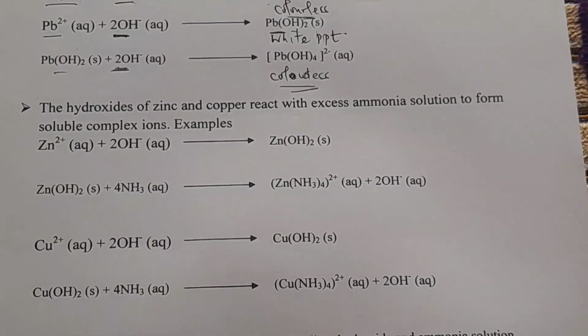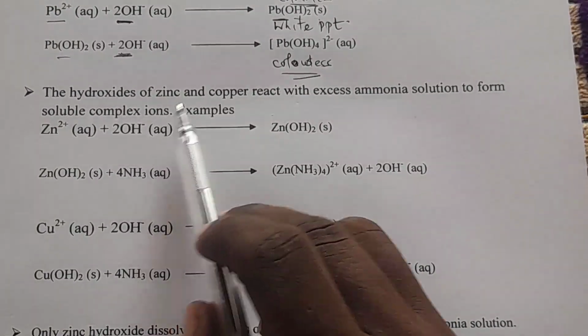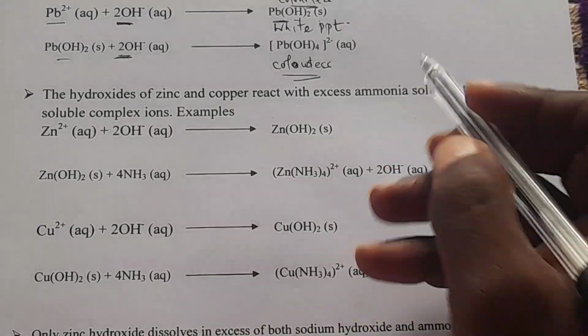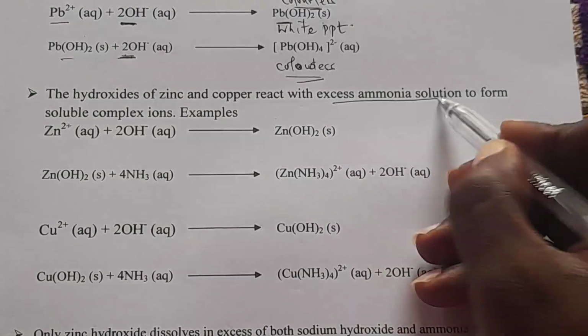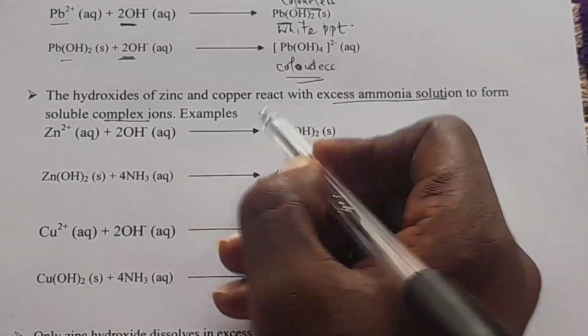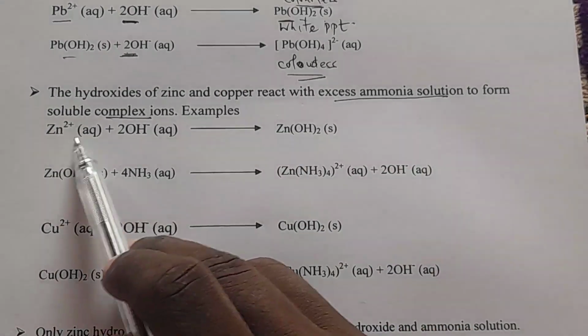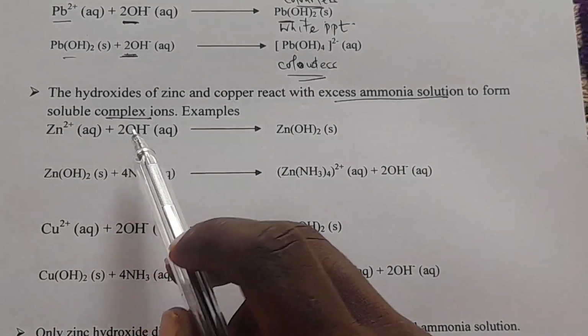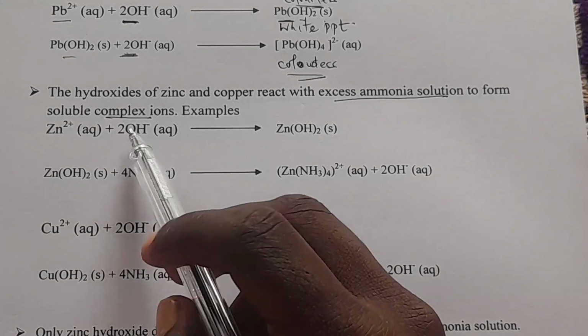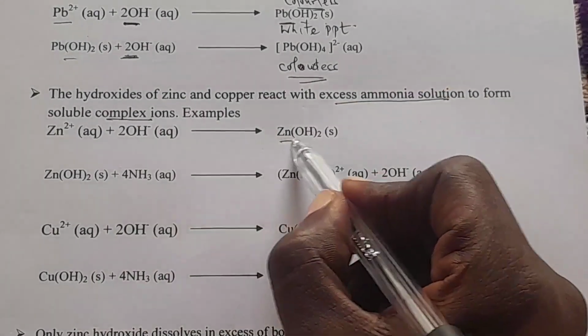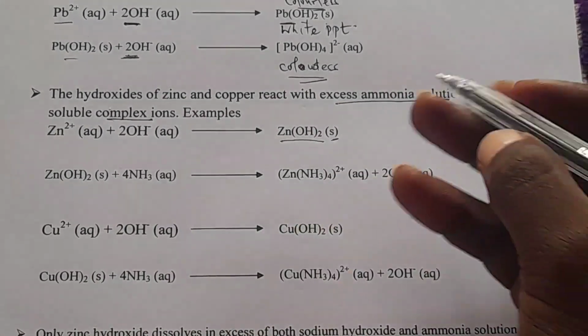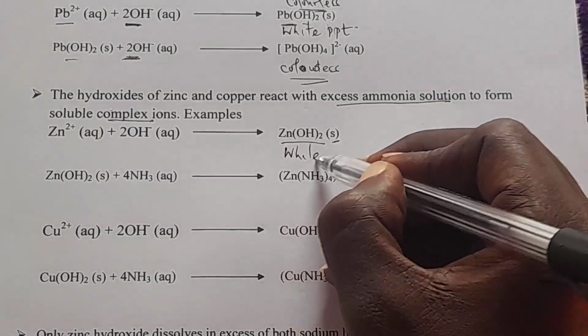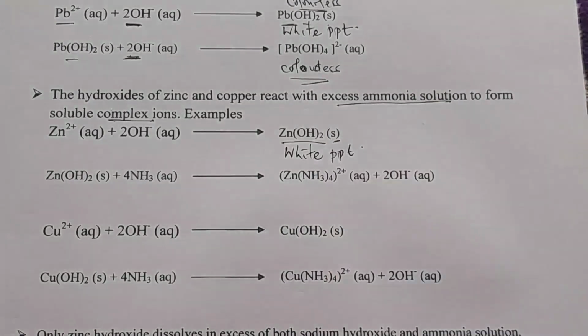Thereafter, let's go to the hydroxides. The hydroxides of zinc and copper react with excess ammonia solution to form soluble complex ions again. Example: here we have zinc 2+ ions reacting with ammonia solution, or aqueous ammonia, or ammonium hydroxide, giving you zinc hydroxide. Zinc hydroxide is a precipitate, and the color you are expecting there is just a white precipitate.